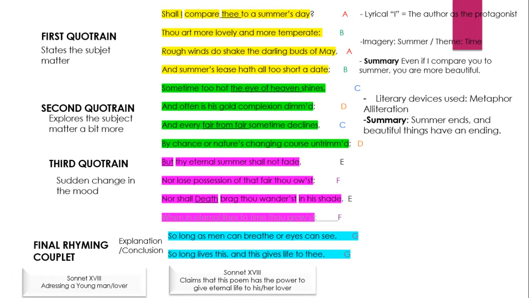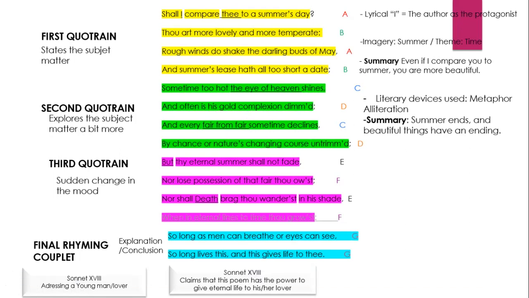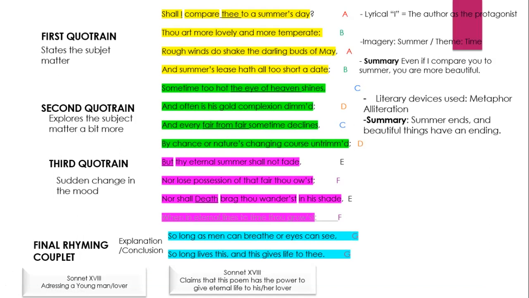So sometimes the sun is too hot. This is the idea. And often is his gold complexion dimmed. Sometimes it doesn't shine as it should. And every fair from fair, this is alliteration. Alliteration is when we have repetition of the same sound at the beginning of several words in a sentence. Alliteration is a literary device used in literature by which authors repeat a sound in order to emphasize a specific feeling in what they are saying.